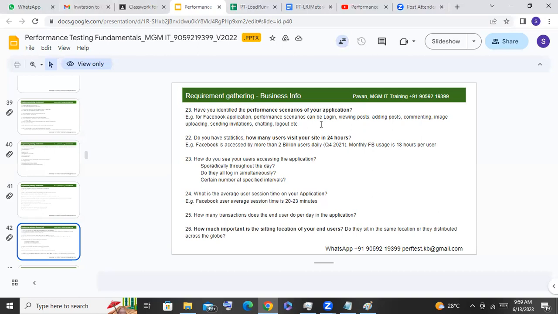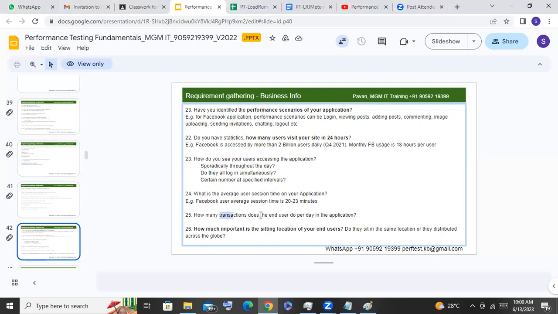So have you identified any performance test scenarios for your application? We would take those scenarios and document them. And if this is an application that already exists, how many users will visit your application in a peak period of time? How do you see your users accessing the application? Would there be some sporadic increase in the number of users? You would be able to see that. And what is the average user session time? How much time would the users be accessing this particular application? You would also be able to gather that information.